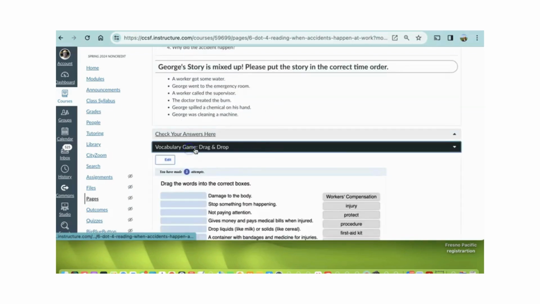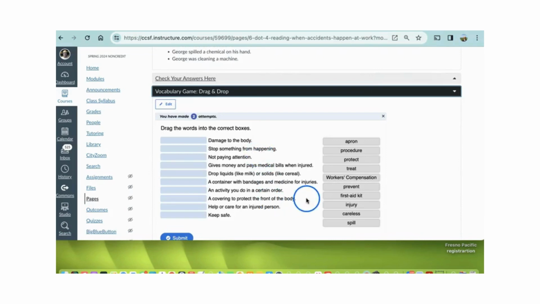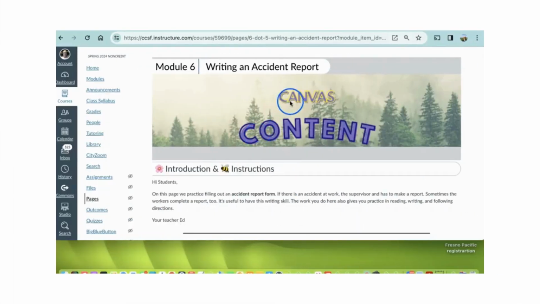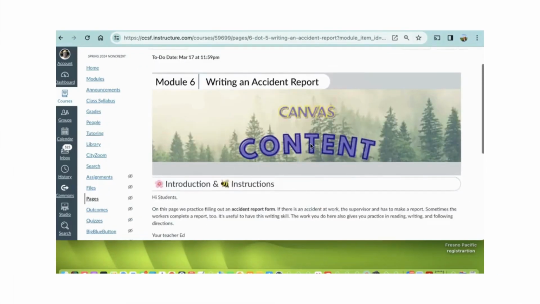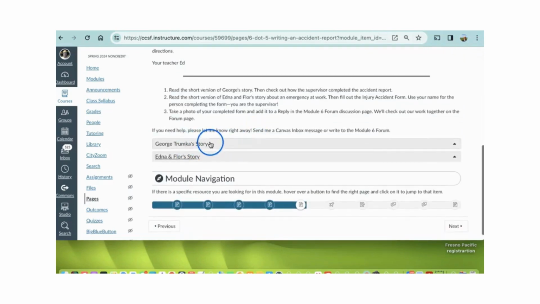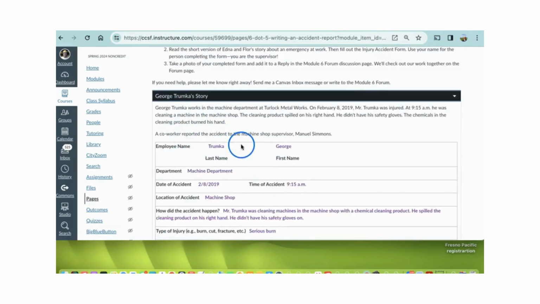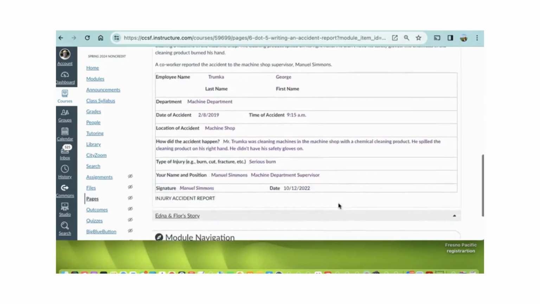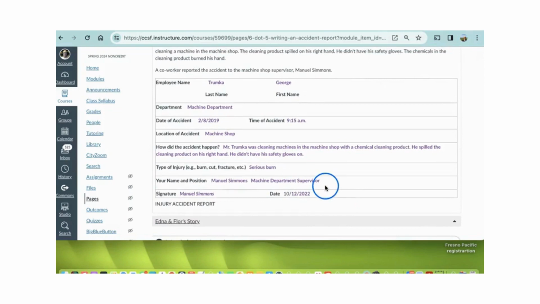Down here we have a vocabulary game because there's a lot of vocabulary, and all you do is pull one of these vocabulary words over next to the definition. Okay, and now we're writing an accident report in this part. First, you're going to read a story about George. First, you read the story, and then you see the accident report that his coworker or supervisor wrote. And this is a good model for an injury accident report.